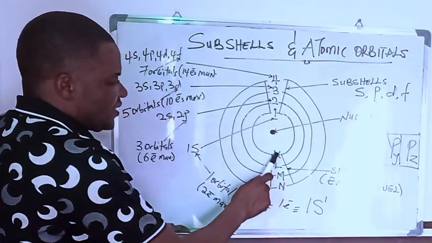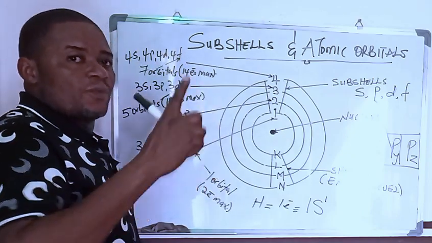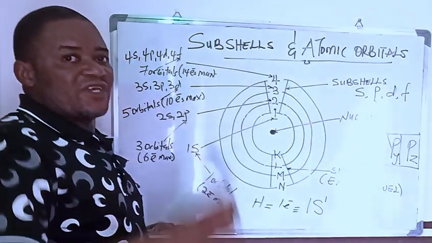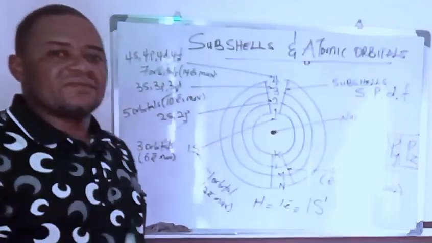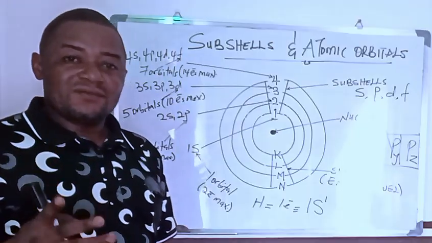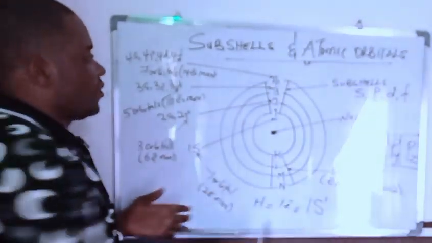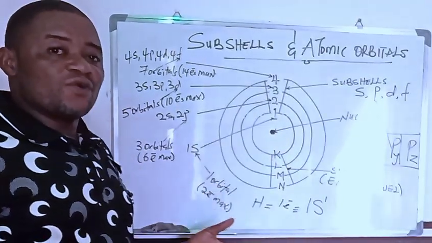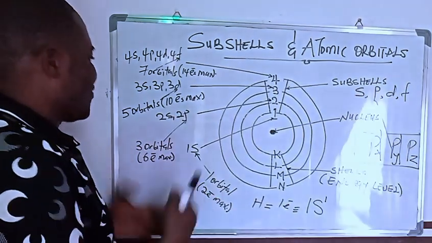So if you see a shell which is in the first energy level, the first shell will possess only one subshell, and that is the S. And because it has only one subshell, it also has only one orbital. And the second one has 2 subshells. And then you now have the third one, which is the N. It also has 3 subshells, and with 3 subshells, it has 5 orbitals, and so on and so forth. And that is how it goes.